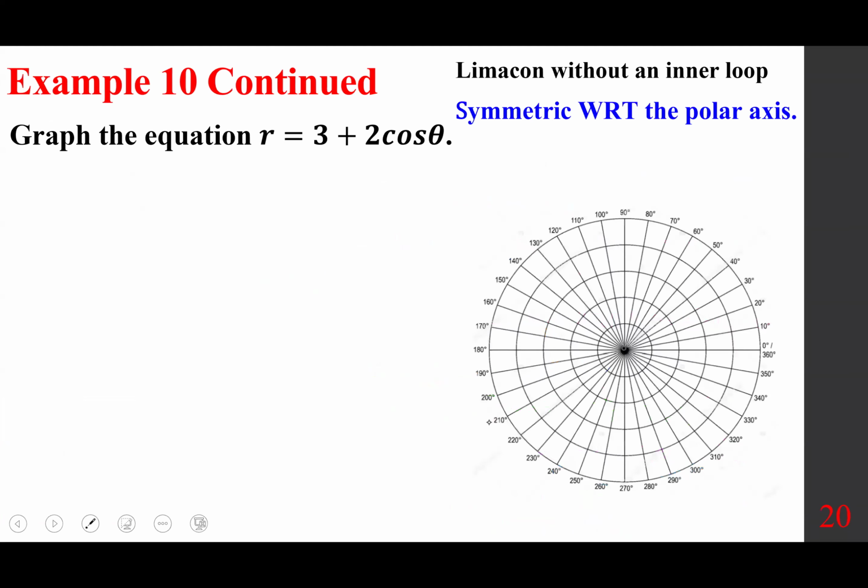Now, so we know it's symmetric with respect to the polar axis. That means the top half and the bottom half are the same. You have an expectation. Now let's pick up again easy numbers. By easy, again, I mean something we can do in our head. So if I plug in 0, cosine of 0 is 1, I get 2, and 3 is 5.